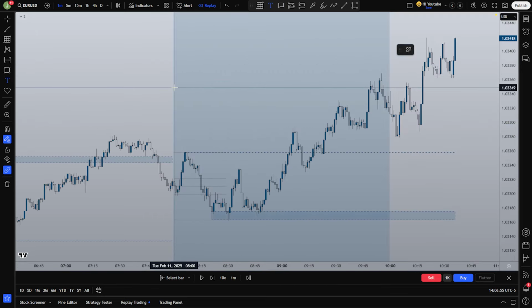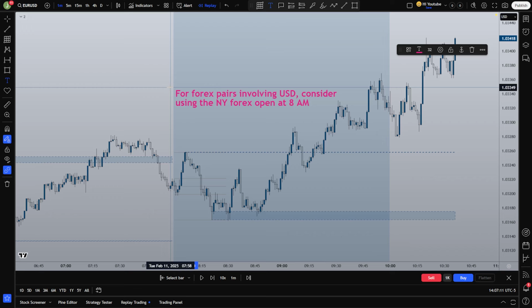The New York Forex session opens at 8 a.m. New York local time, meaning a trader using ORB on Euro USD or British Pound Dollar may find better results using an ORB from 8 to 8:15 a.m. rather than waiting for the stock market open. If trading Aussie dollar or Japanese yen-based pairs, consider using the Tokyo session ORB instead of the New York Forex session or the New York Stock Exchange open.